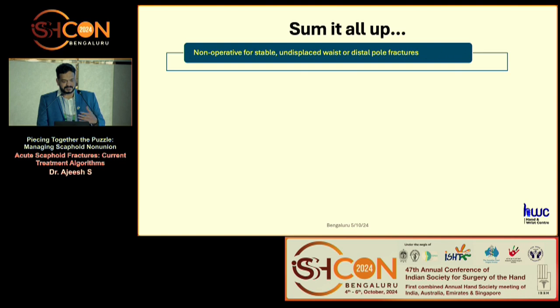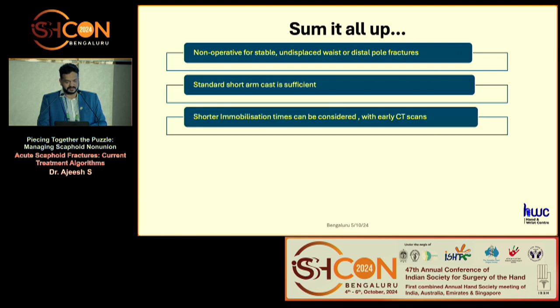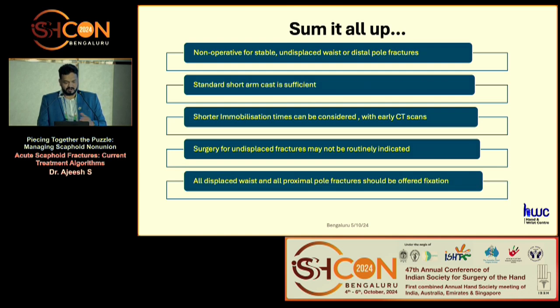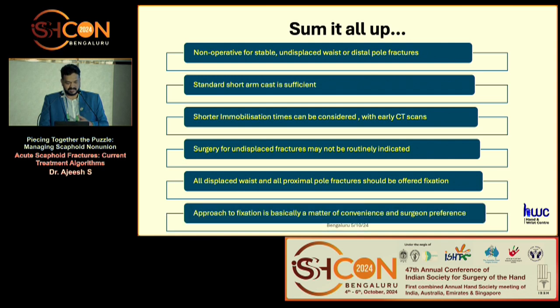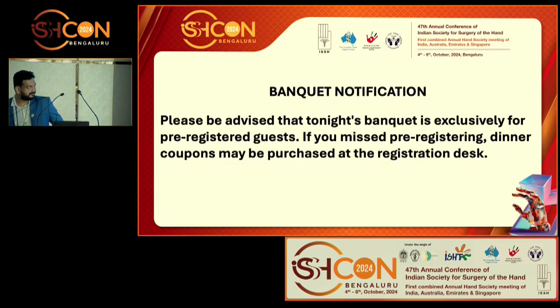So I'll sum it up. There should be non-operative treatment only for stable undisplaced fractures. A standard short-arm cast would be sufficient. Short-term mobilization times can be considered if you can get repeat CT scans. Surgery for undisplaced fractures may not be routinely indicated, maybe a subset of patients. All displaced waist and all proximal pole fractures should be offered fixation. The approach to fixation is basically a matter of convenience and surgeon's preference. Thank you.